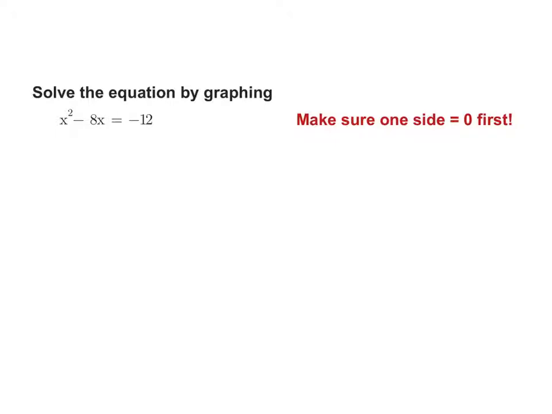Yeah, Tanner. X squared minus 8x minus 12 equals 0. Plus 12. So I'm going to just move this minus 12 to the other side, add 12 to both sides. I'm going to get x squared minus 8x plus 12 equals 0. Now we're going to enter that in our calculator.